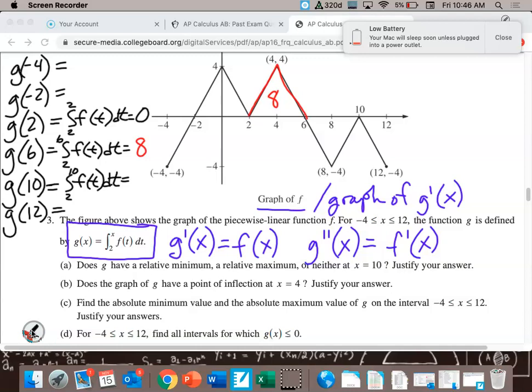2 to 10. This is 8, but it's negative. So the integral from 2 to 10 is going to be 0. The integral from 2 to 12, well, that's going to be 0 plus whatever this integral is from 10 to 12, right? This is 8, this is 4, except it's negative.